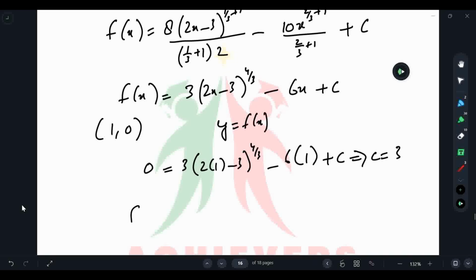So finally, f of x will be equals to 3 into 2x minus 3 whole power 4 by 3 minus 6x plus 3.